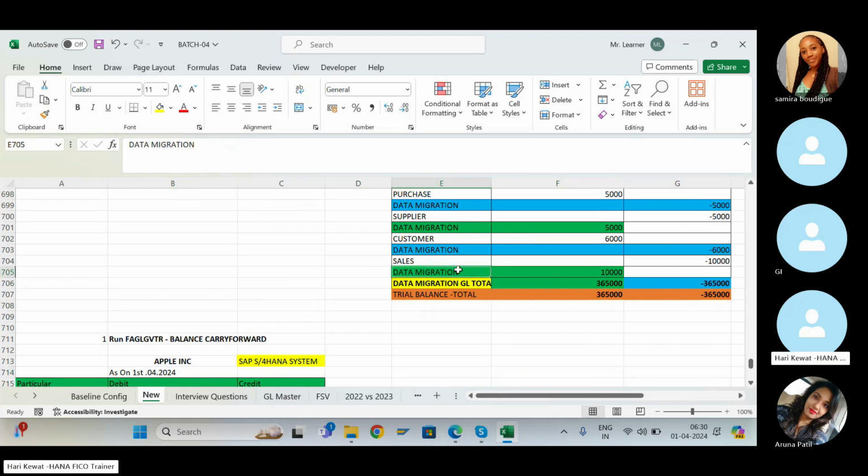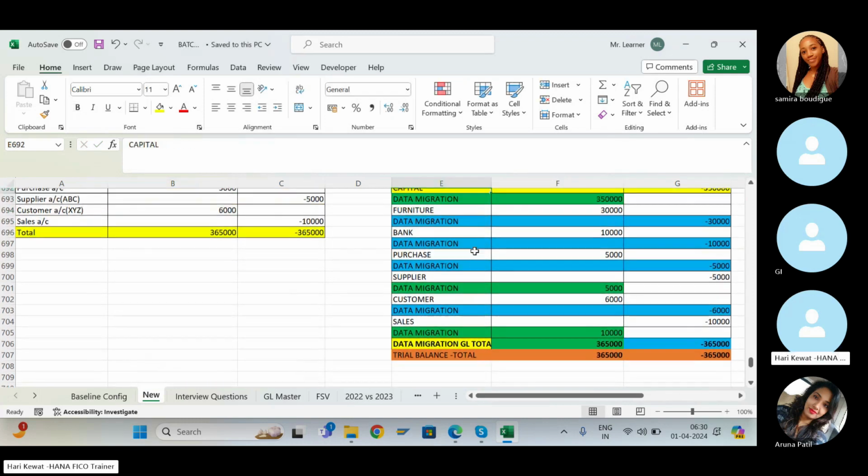So the next day, you have to listen very carefully. You will not get this kind of knowledge anywhere. Listen very carefully. So what you have to do, you have to run this T code. This is known as FAGLGBTR. Run the T code called FAGLGBTR. What does this T code do? It will carry forward the balance of the last year.